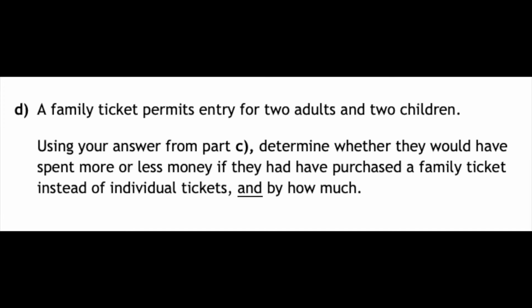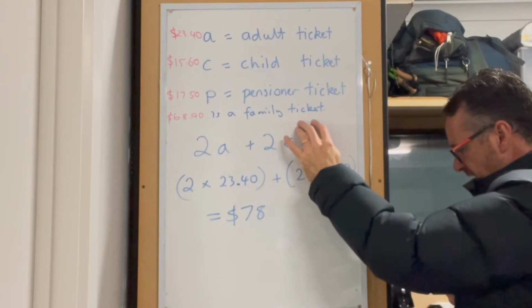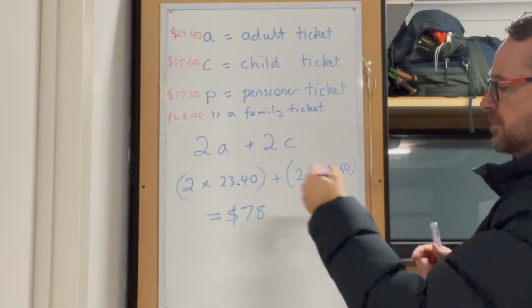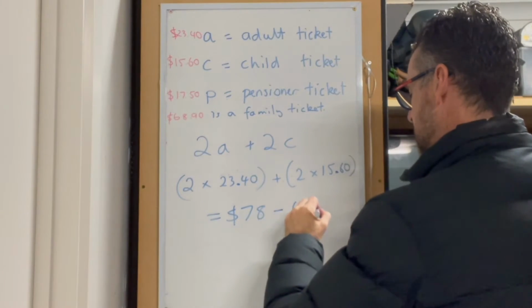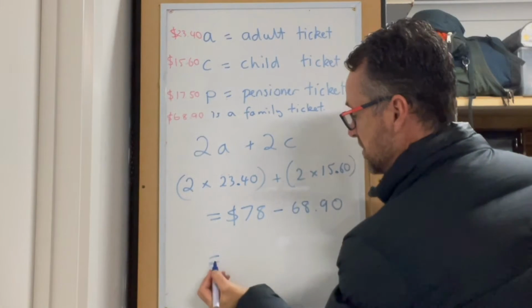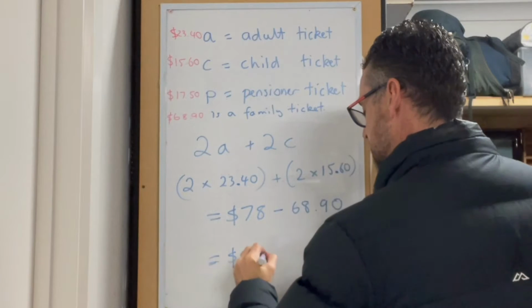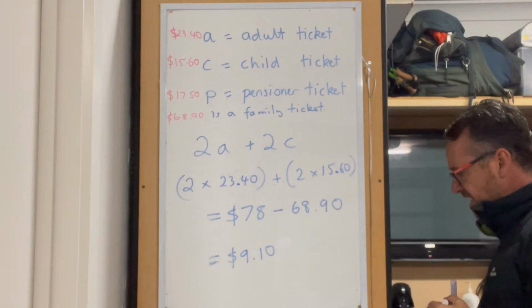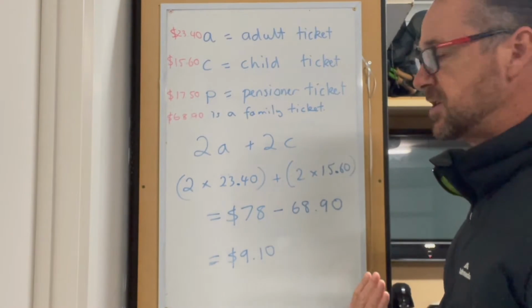Then part D asks us to use that answer and say, if we're comparing that answer to a family ticket, what is the difference in the price? So it's going to be $78 take away $68.90. And again, this is a calc active part of the paper, so you'll be using your calculator to do that, and it will tell you that it is $9.10. But it's also asking you if it's more expensive or cheaper to buy the family ticket.